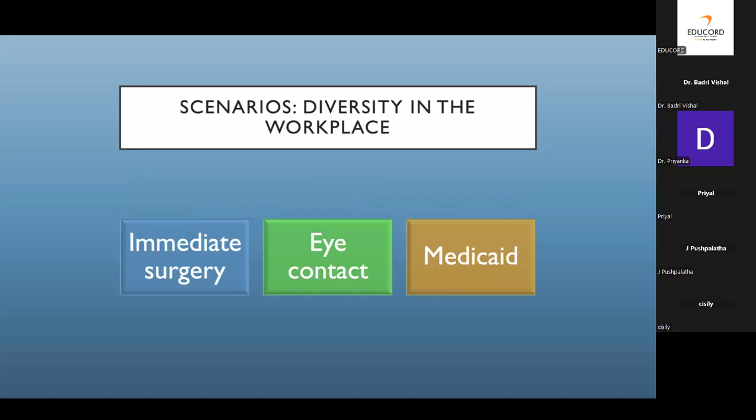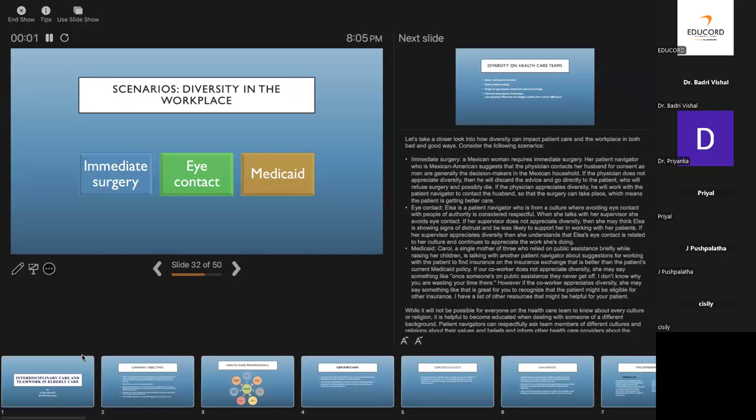so scenario, you need to see the diversity in the workplace. Just a minute. So if we consider, I hope the slide is visible to you. Is the slide visible to you, everyone?